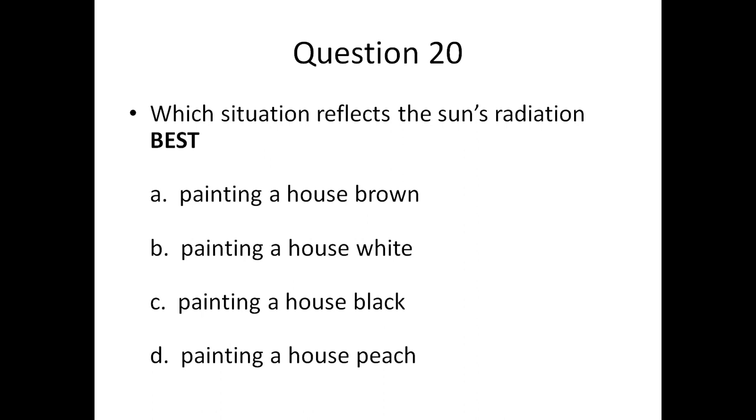Question 20. Which situation reflects the sun's radiation best? A. Painting a house brown. B. Painting a house white. C. Painting a house black. D. Painting a house peach.